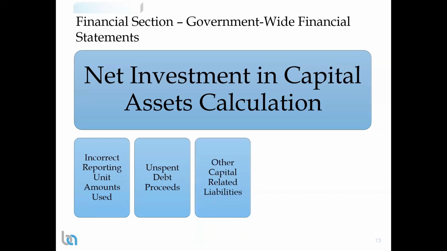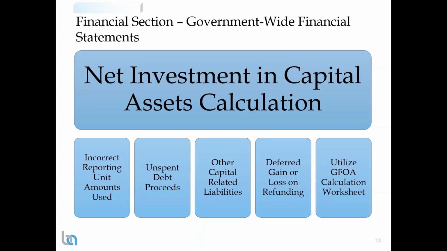Other capital related liabilities. You may have retainage payables, or you may have capital related AP that haven't been paid yet. They still are considered to be debt, so you should be including them in your capital asset calculation. Your deferred gain or loss on refunding. If you refunded a capital debt, you may have a deferred gain or loss on refunding. That should be included in the calculation. And again, you want to utilize that worksheet.